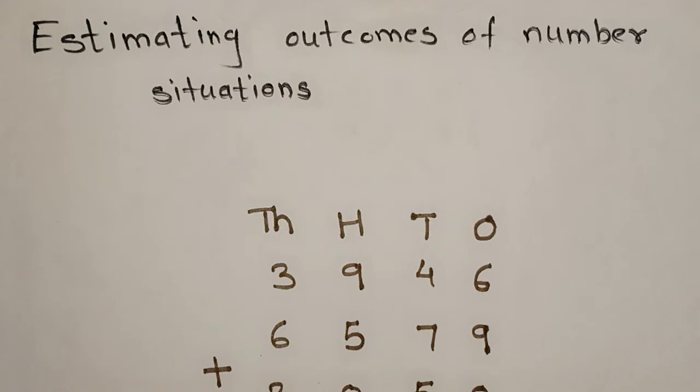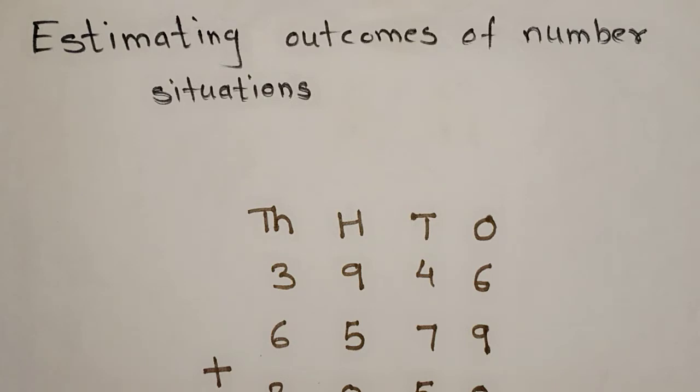Before this we have learned estimating to the nearest tens, hundreds and thousands by rounding off. Today we will learn estimating outcomes of number situations. I have given the link of estimating to the nearest tens, hundreds and thousands by rounding off in the description box. Please go through it. Now let's start with our topic.